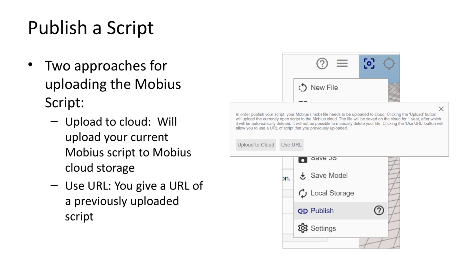The first step to publishing a Mobius script is uploading the file to an online repository. There are two approaches for uploading the Mobius script. If you click the Upload to Cloud button, then the script that is currently loaded in Mobius will be uploaded to Mobius Cloud Storage. If you click the Use URL button, then you will be required to give a URL of a previously uploaded script. We will briefly go through each of these approaches.